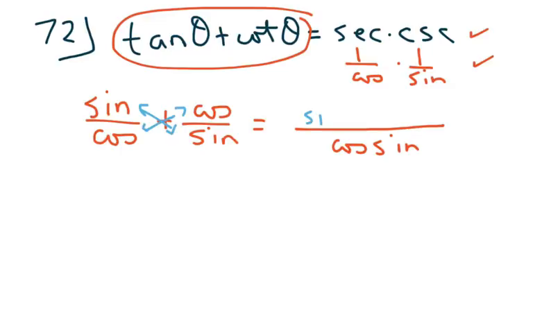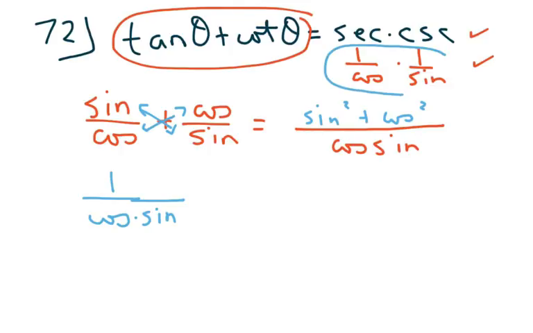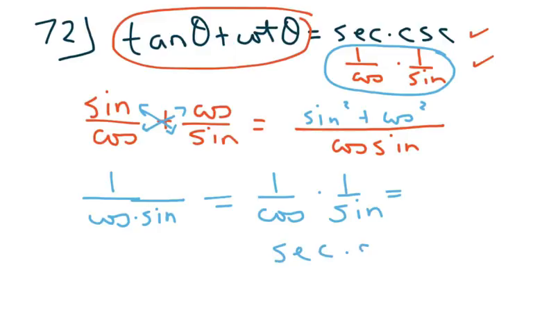And I get sine squared plus cosine squared. That gives me 1 over cosine times sine, which is really what we have here. You can split this up and say 1 over cosine times 1 over sine, because 1 times 1 is 1. And then if you want, you could rewrite this as secant times cosecant, based on your identities.